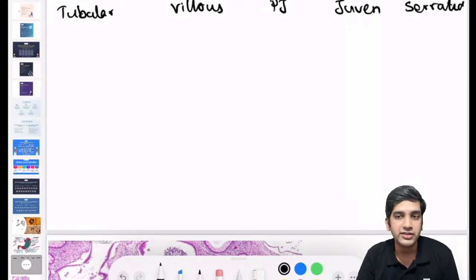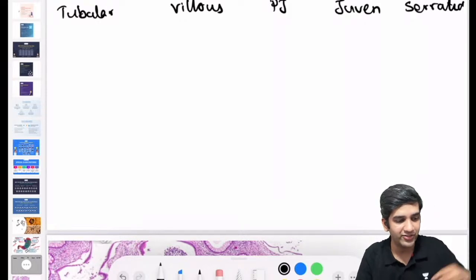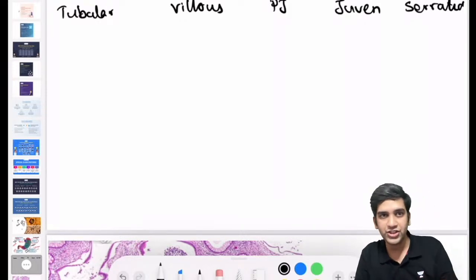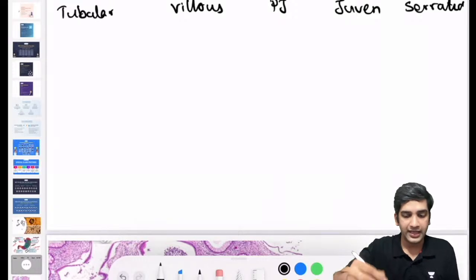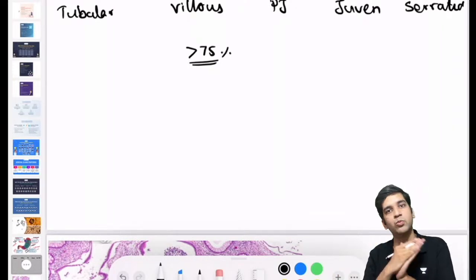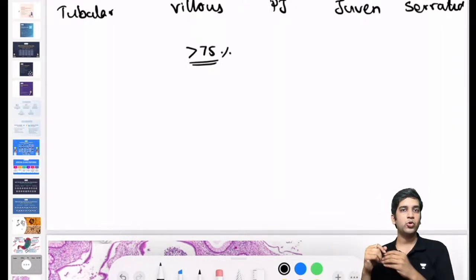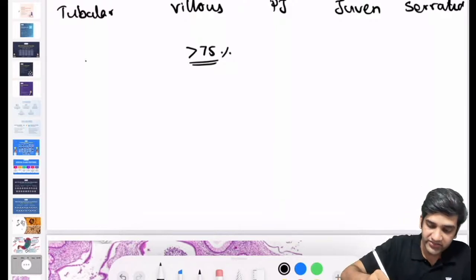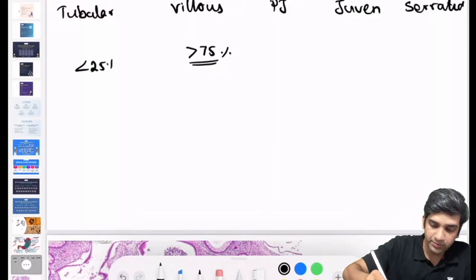Perfect. Samrit, I told you if it looks like 100% villi, go for that. But as per definition, it's going to be 75% only, right? Just for our ease of identification, I told you that if any of the tumors has more than 75% villi, I'm going to call it a villous adenoma. The same tumor has less than 25% villi.